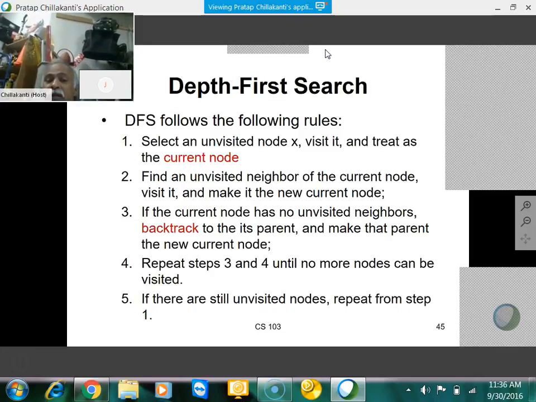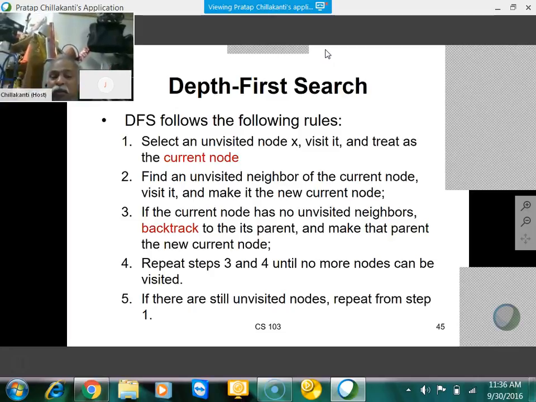Now once you are in the new current node, if the new current node has no unvisited neighbors, then you backtrack to the parent. And then you make that parent the new current node. So repeat steps, actually it should not be 3 and 4, it should be 2 and 3, right? Repeat those steps until no more nodes can be visited. Now if you still have unvisited nodes, then repeat from step 1. So you have 2 loops going on here. One is the 2-3 loop. And then in step number 5, you're going back to step number 1.